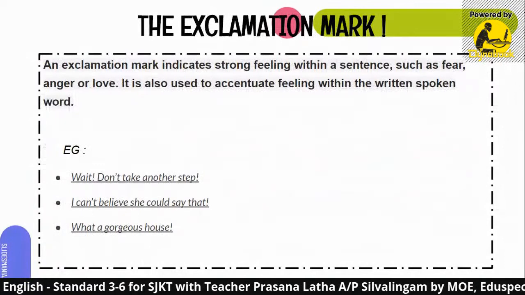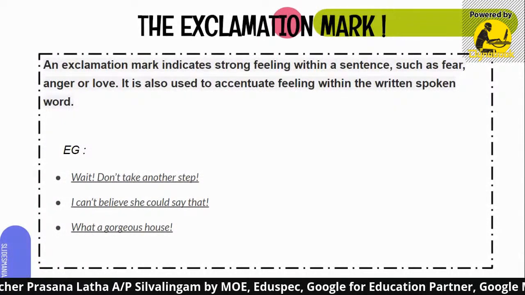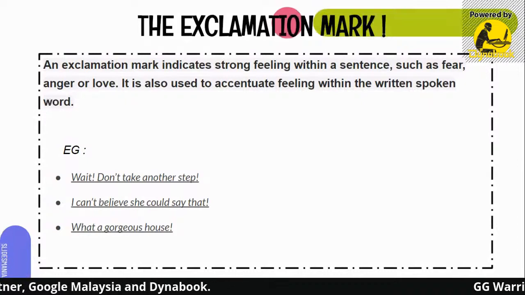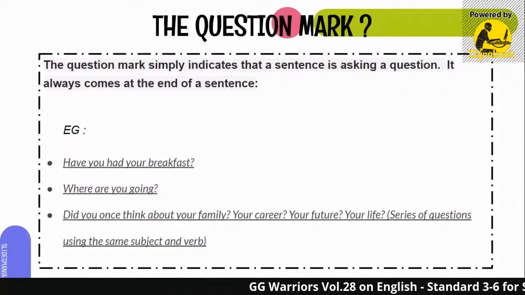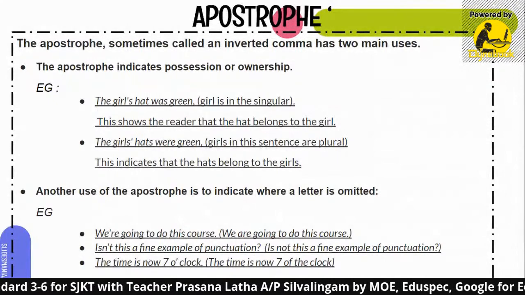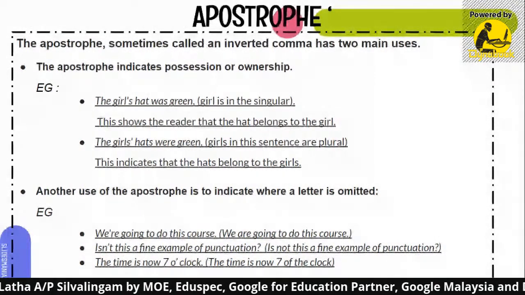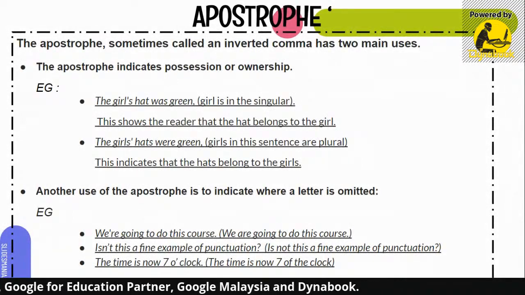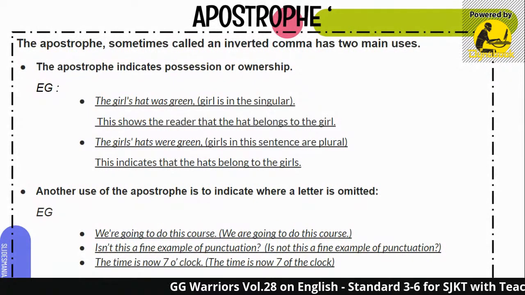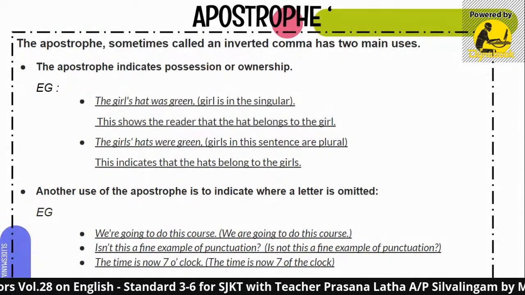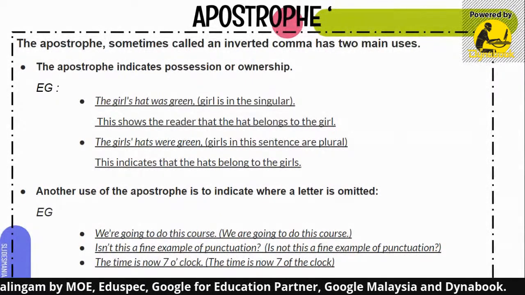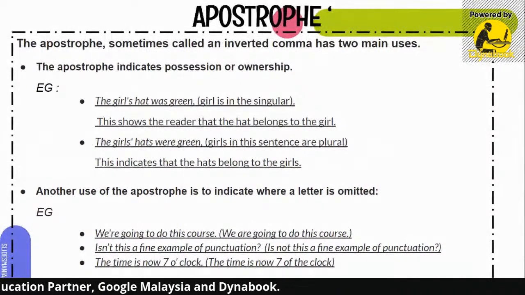Next, the exclamation mark is used when we want to express feelings, for example fear, anger, or love. Next one is the question mark. A question mark indicates that we are asking a question in a sentence form. Next one, the apostrophe. We have two conditions where we use an apostrophe. The first one is to indicate ownership. When we are writing a sentence that indicates ownership, we have to check whether the subject in the sentence is singular or plural. If it's singular, the apostrophe comes before the S, and if it's plural, the apostrophe comes after the S. The next one is when we want to omit a letter in a sentence.